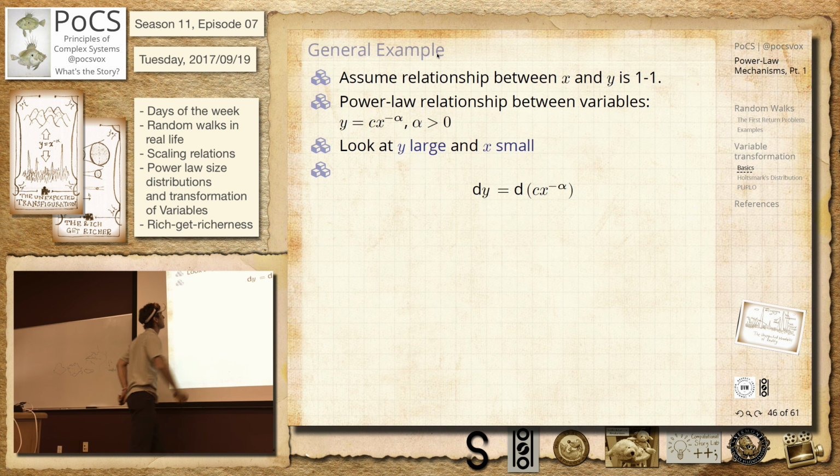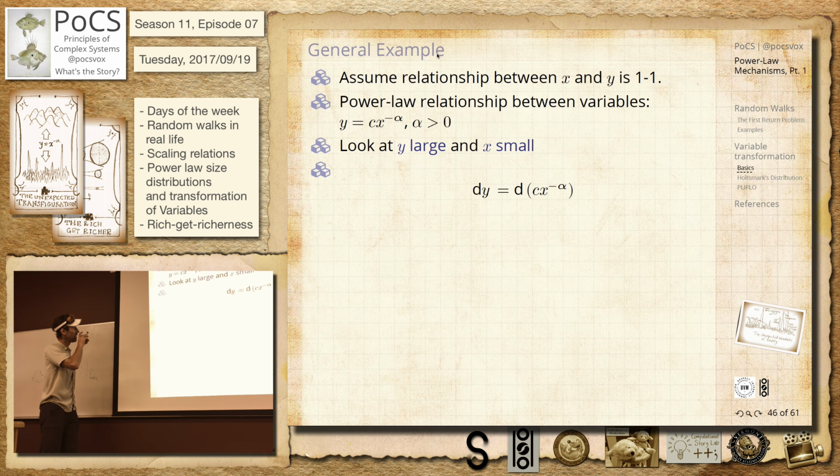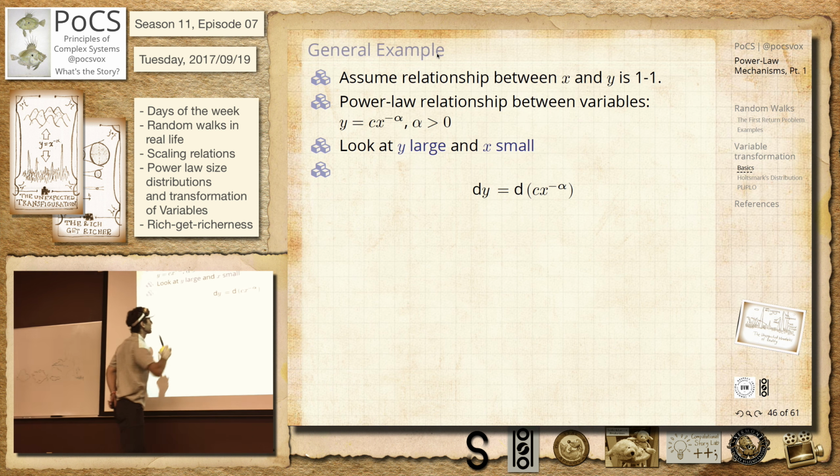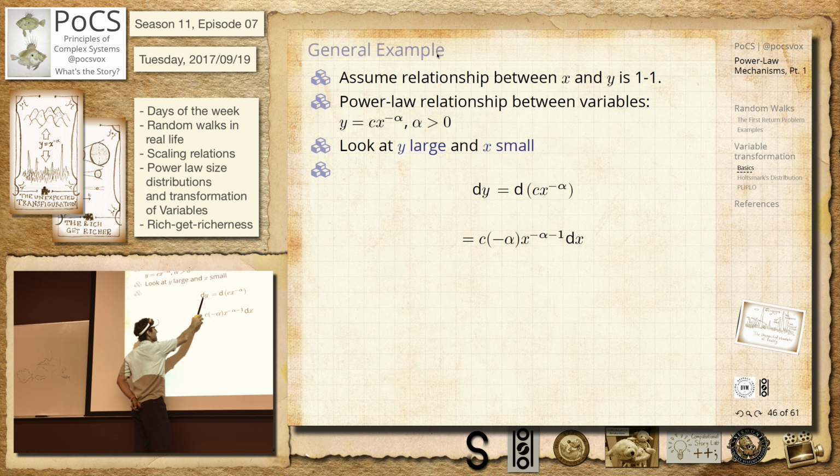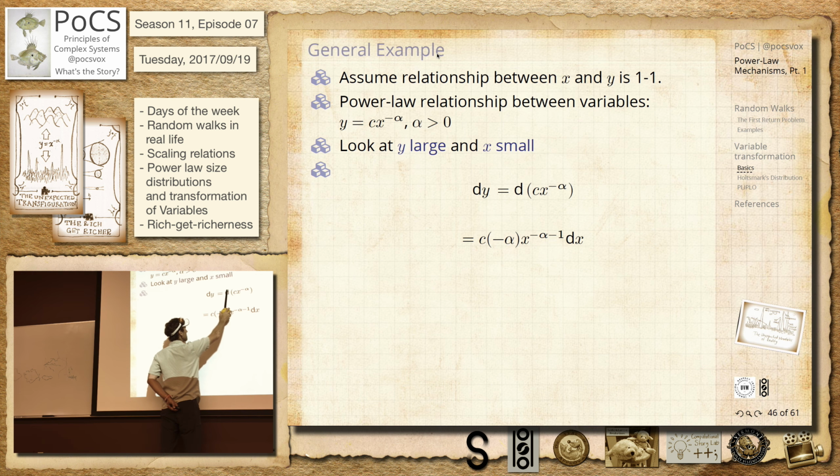I mean, this is not a bad thing to have between two parameters of a system. And then let's look at what can happen here. So we're going to look at y large and x small. Okay. So first of all, we have to do these pieces, right? So dy is d, and this is exactly the expression for y over here. So we just take this derivative.